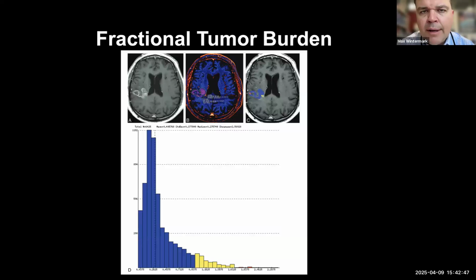As you all know better than me, actually, it's not always one or the other. It's not just tumor recurrence or radiation therapy changes. Often you have a combination of both. And so now there are tools available where you can look at the cerebral blood volume as a map, and you can quantify that in a histogram, and it's called the fractional tumor burden.